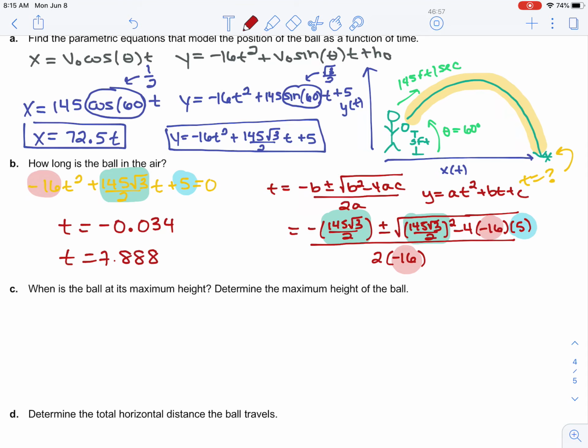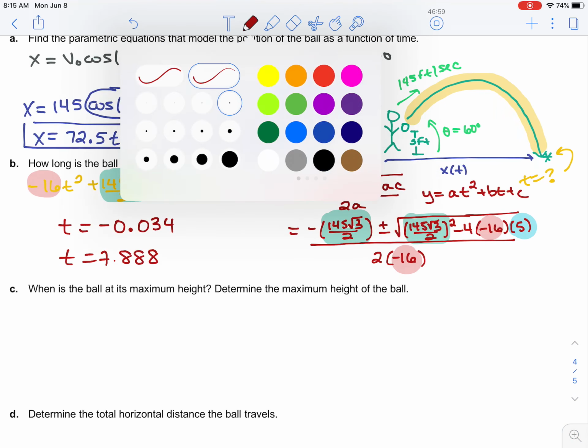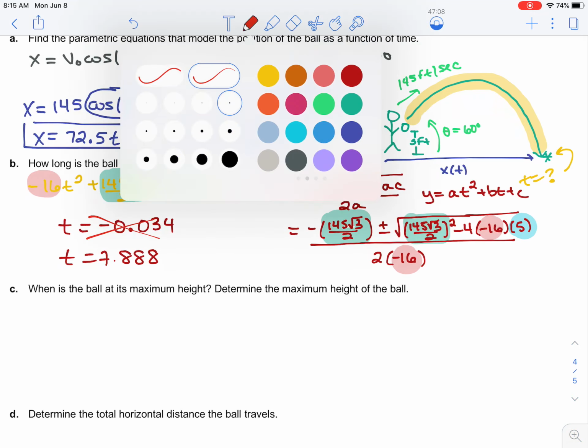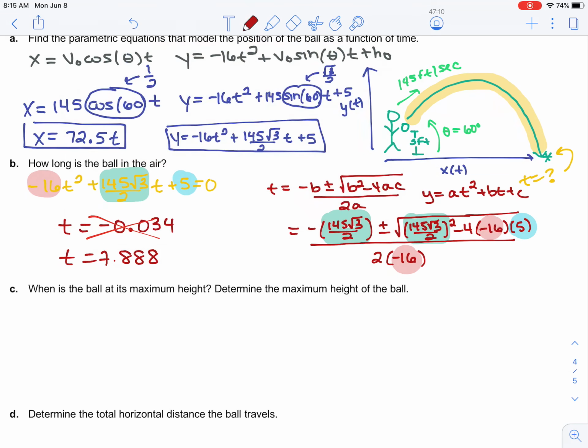Now, think about what t represents, right? T represents time. So this t value of negative doesn't really make sense, right? We don't know what negative time means, okay? So we're able to rule that answer out and identify that the ball was in the air for 7.888 seconds. In general, as a rule of thumb, it's good to use 3 decimal places, and you see that reflected here.